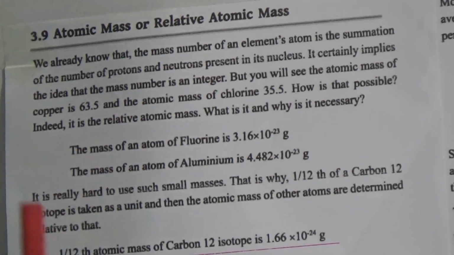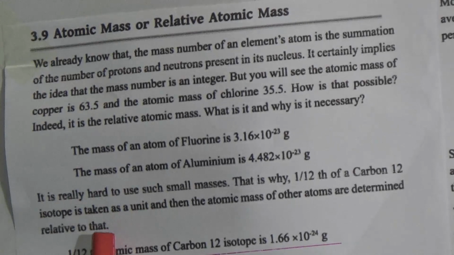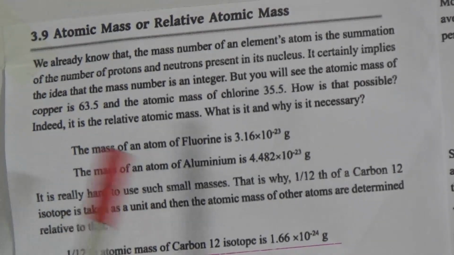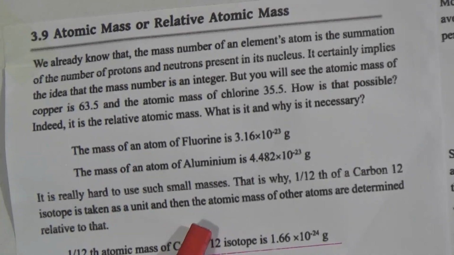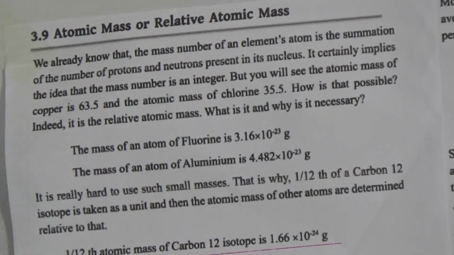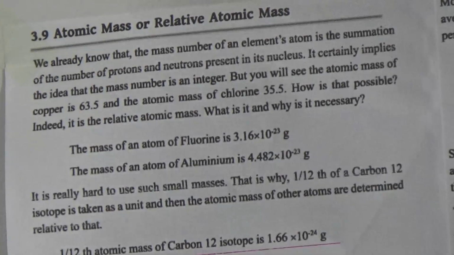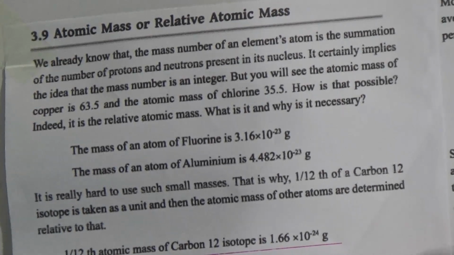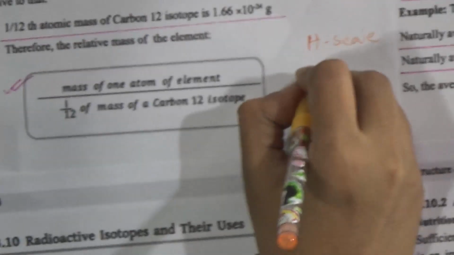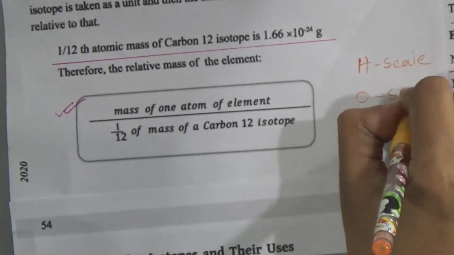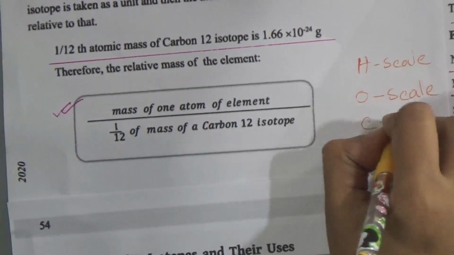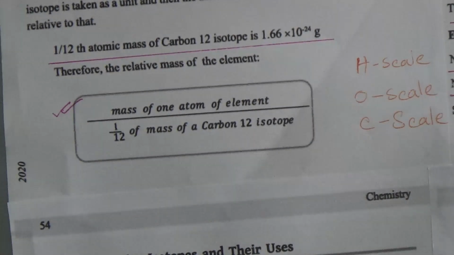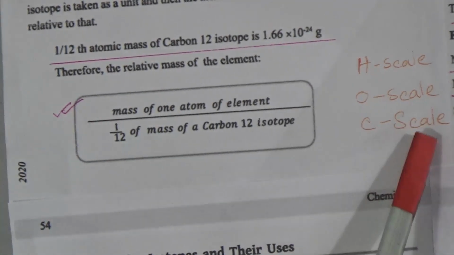The relative atomic mass is the mass by which we can find out the relative atomic mass with the help of 3 scales. There are 3 scales. One is the hydrogen scale, another is the oxygen scale, and another is the carbon scale. In your book there is only written about the carbon scale.